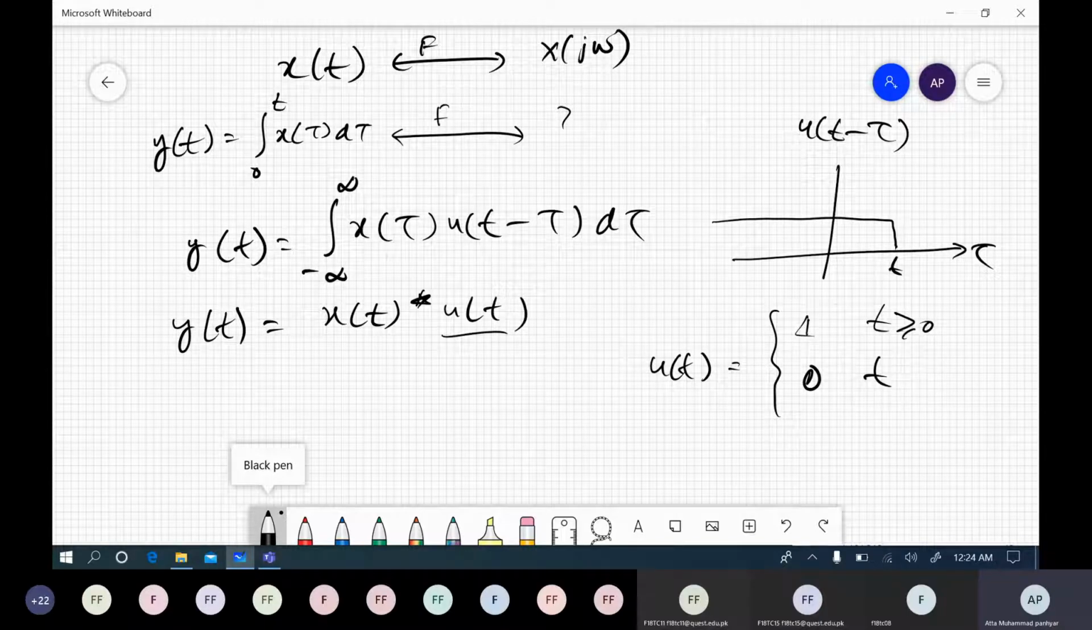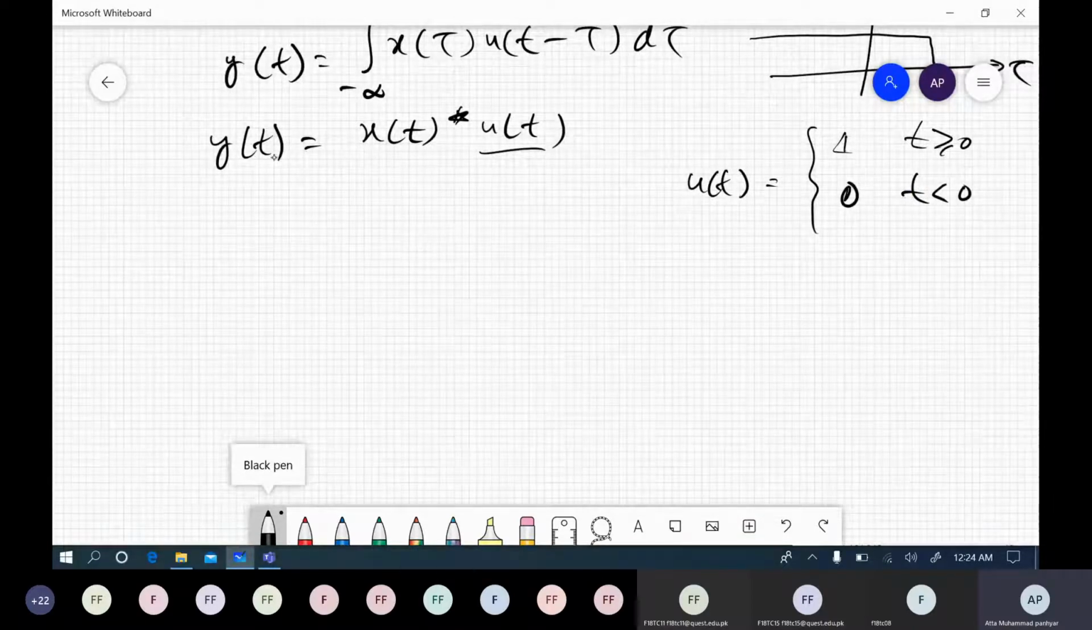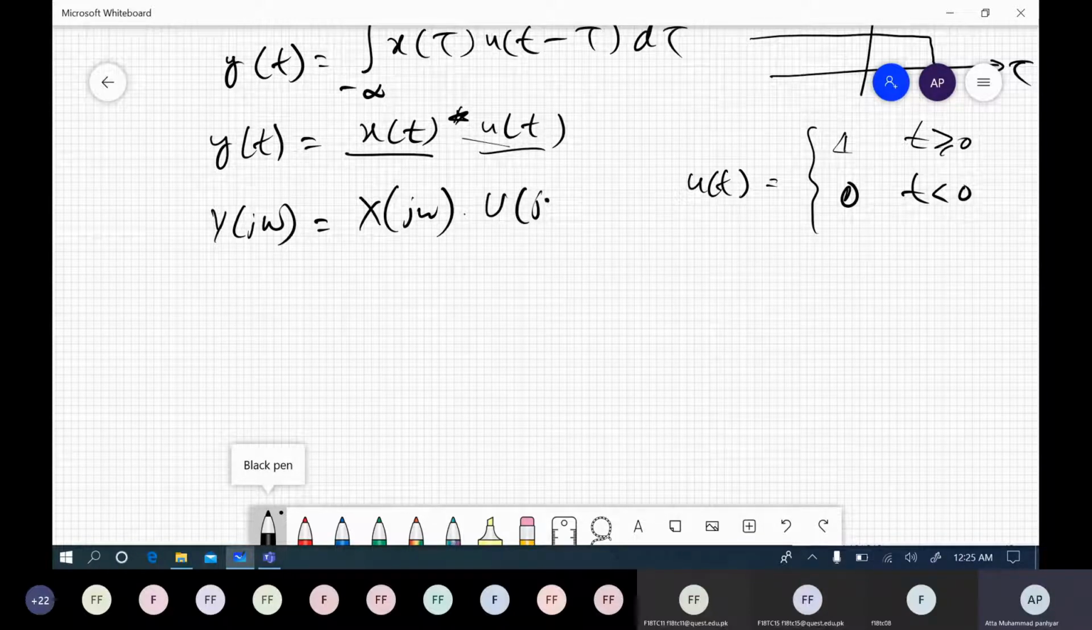Now we know that if y of t is equal to x of t convolved with u of t, then if we find the frequency response, that must be equal to x of j omega times u of j omega, right? Because convolution in the time domain is multiplication in the frequency domain. The only thing we are left with is how to find u of j omega, then we can find the output response y of t, right?